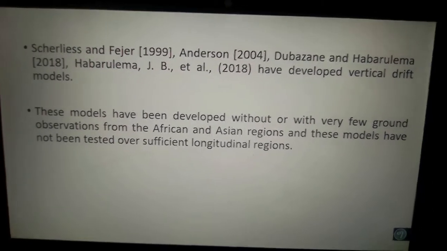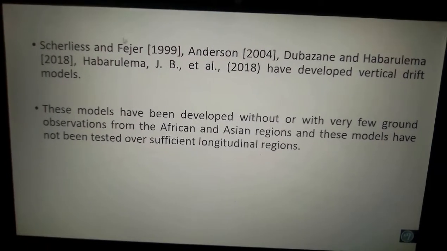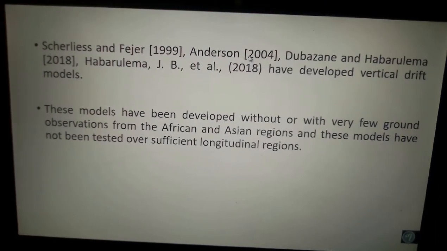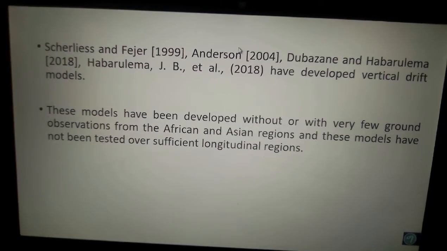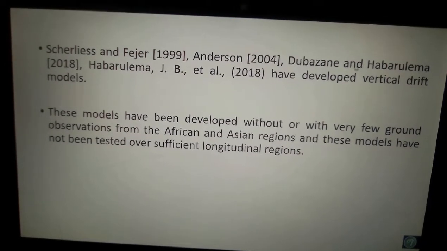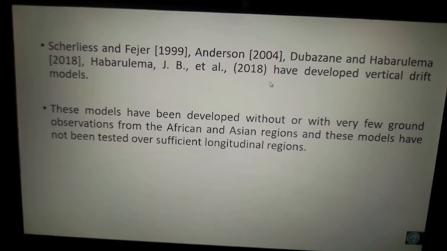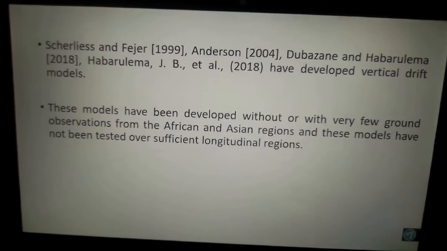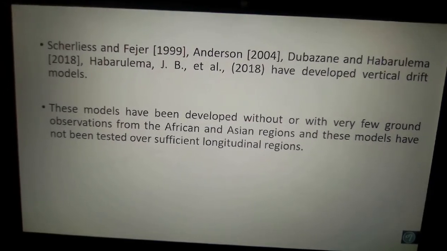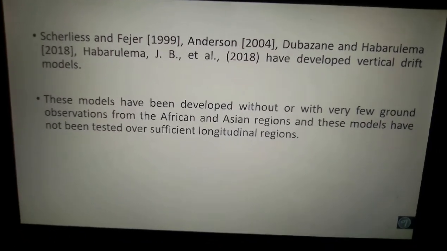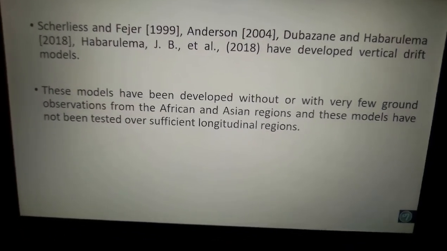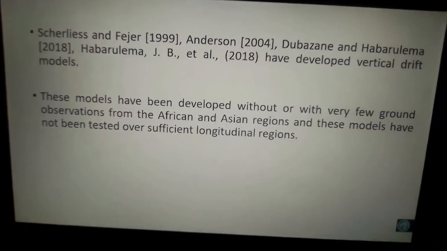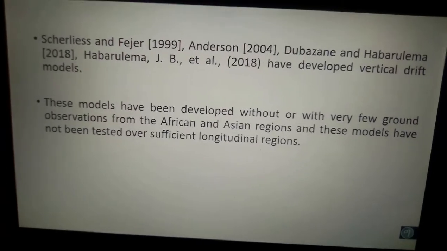As you can see, these two authors produced a model in this year. Again, Anderson produced a model of vertical drift, and these two, again, have developed one. What we found is that models have been developed without, or with very few, ground observations from the African and Asian regions especially, and these models have not been tested sufficiently in different longitudinal regions.